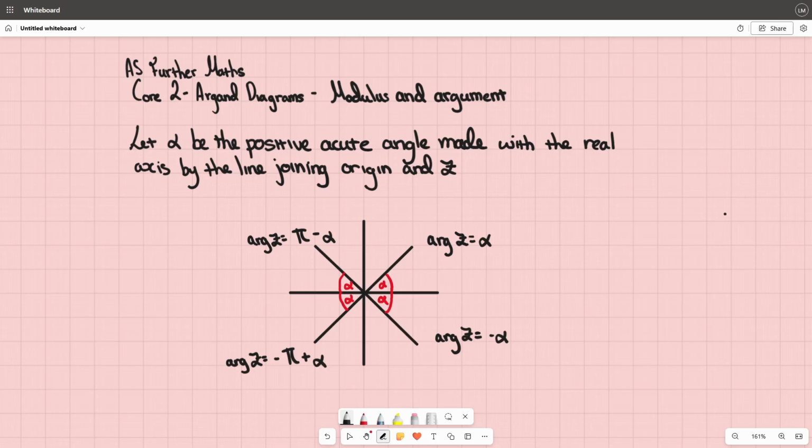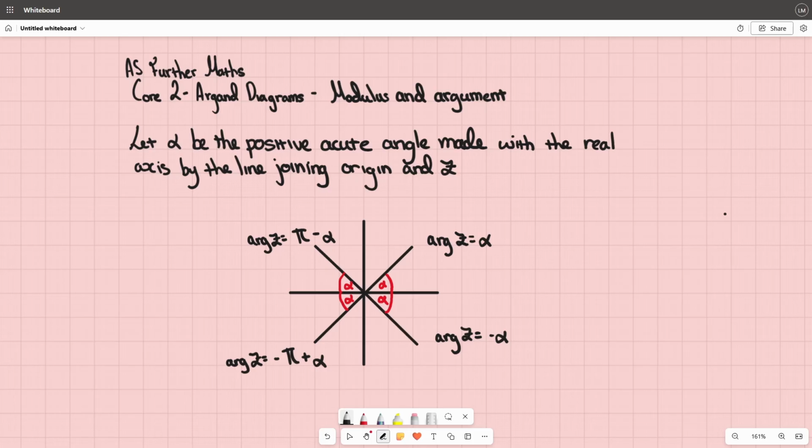In the top right, arg z is just equal to alpha, because that's the angle made with the positive x-axis. In the top left one, we have pi minus alpha, because pi is 180 degrees, so that's the whole upper half, minus alpha, because you're taking away the angle you found, because you want the angle made with the positive x-axis, the x-axis on the right.